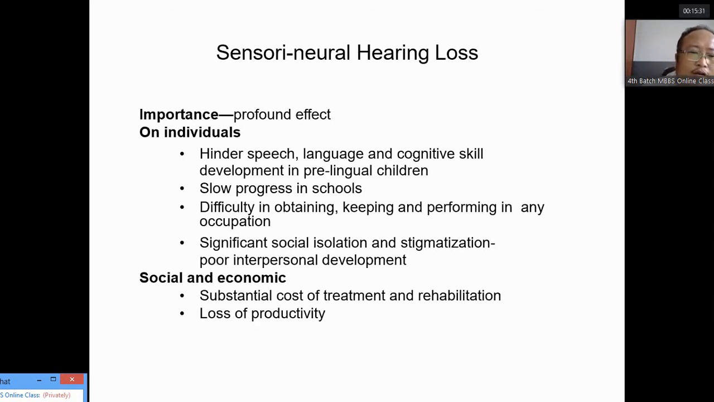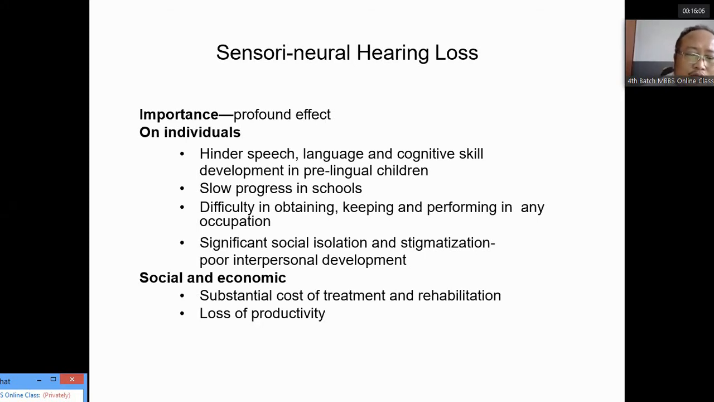And for the adult, there will be difficulty in keeping and performing in certain occupations. For example, a teacher or a person who works in a bank, a teller or a cashier. If he or she has a problem of hearing, there will be lots of problems. The people will hear the wrong words, wrong amounts.